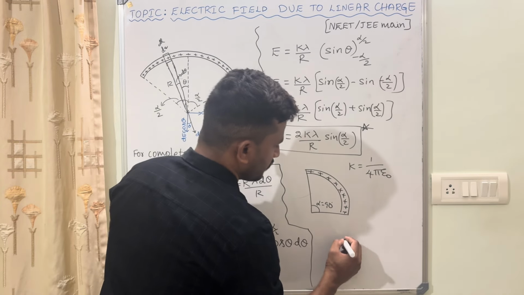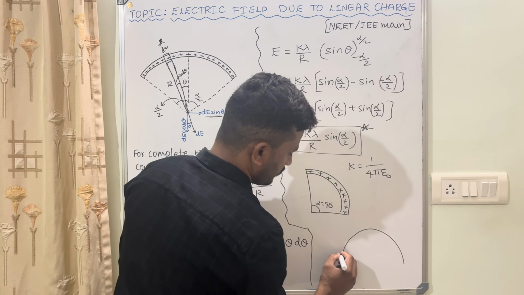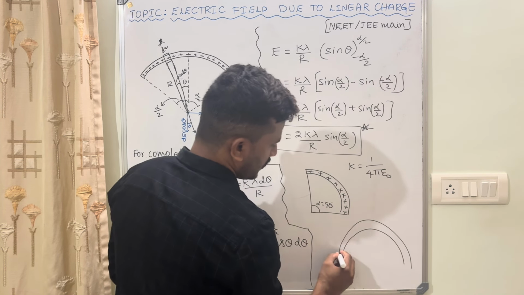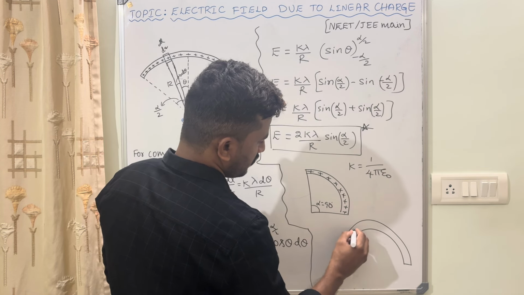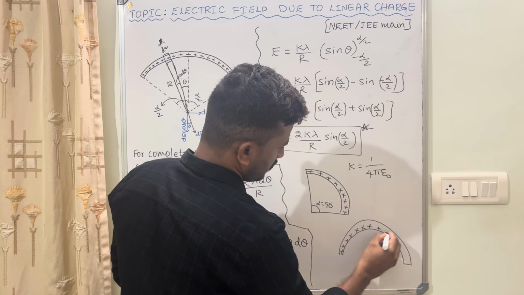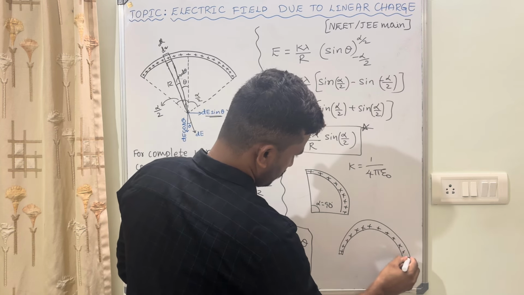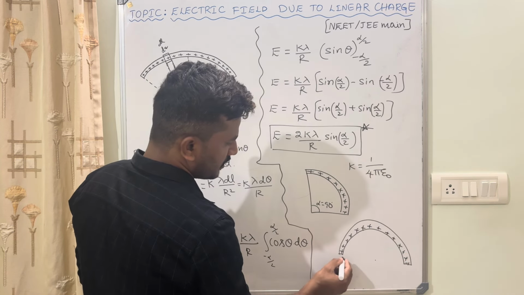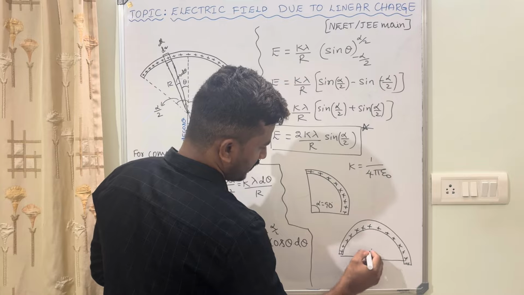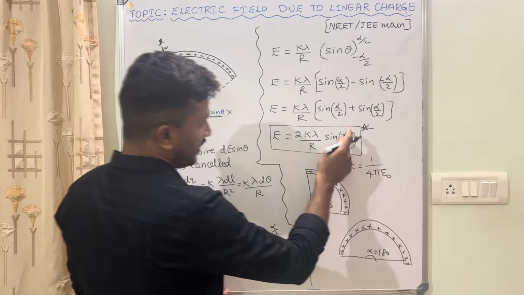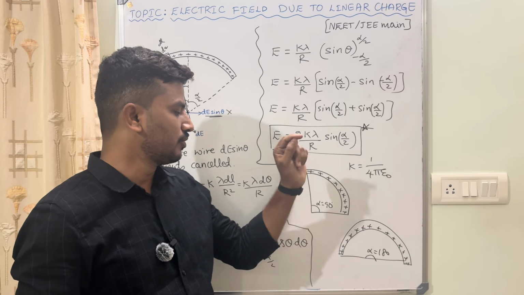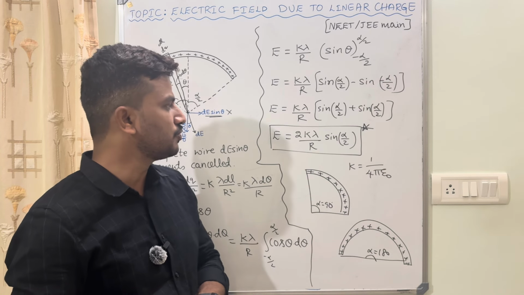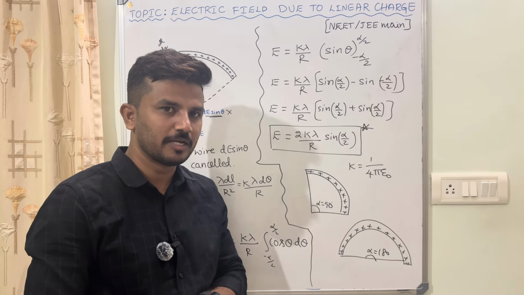Sir, what if we have this one? Okay, half circle. So at the center, the angle will be 180 degree. Alpha is 180 degree. 180 divided by 2, how much is that? 90. Sin 90 is 1. So 2k lambda by r will be our answer.